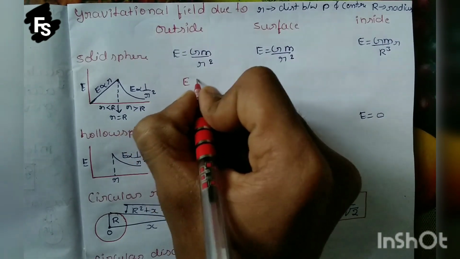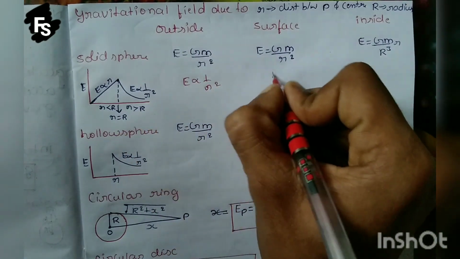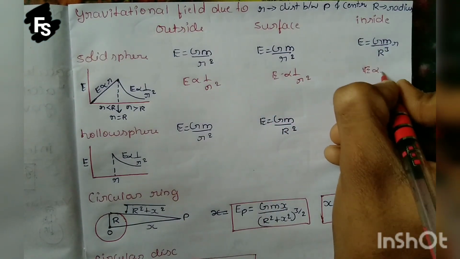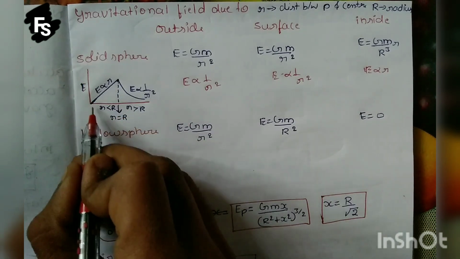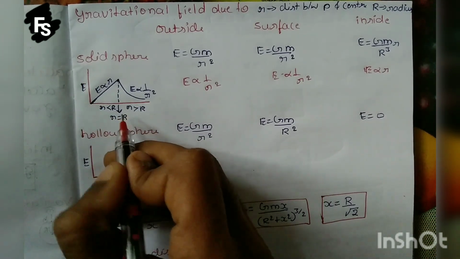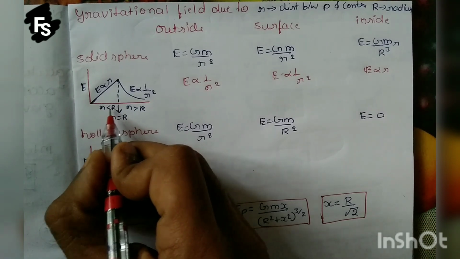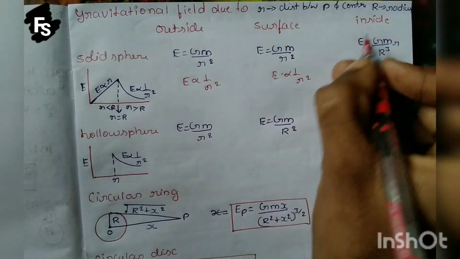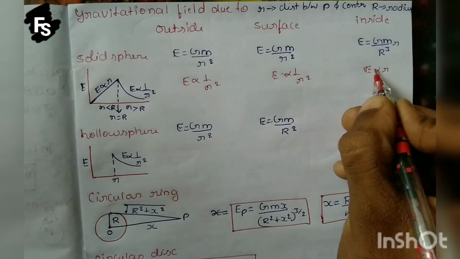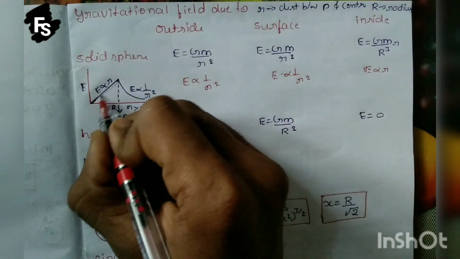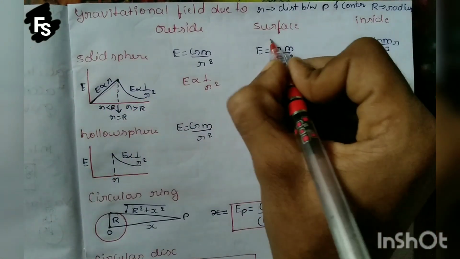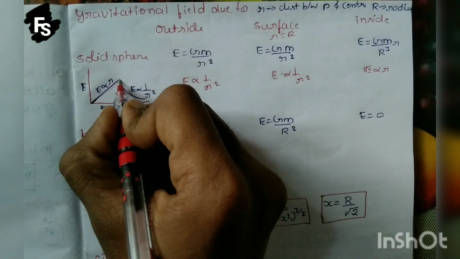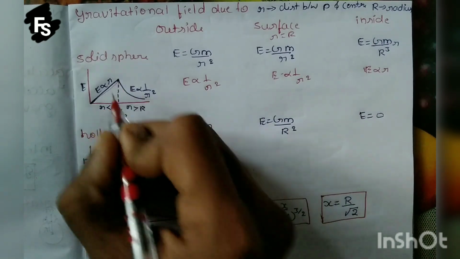So here, E is inversely proportional to r square outside, but inside E is directly proportional to r. According to this graph, this is E, this is r. Here small r is less than capital R, the radius, which means inside. Inside, E is directly proportional to r. See, the graph is like this. And at the surface, small r is equal to capital R, which means at the surface E is inversely proportional to r square. Here the graph is like this.